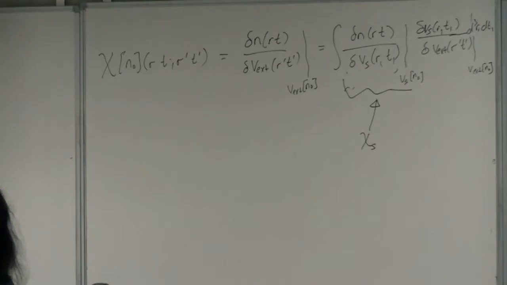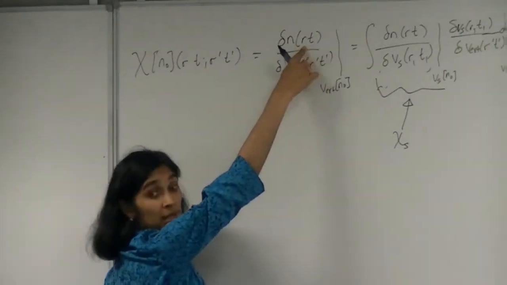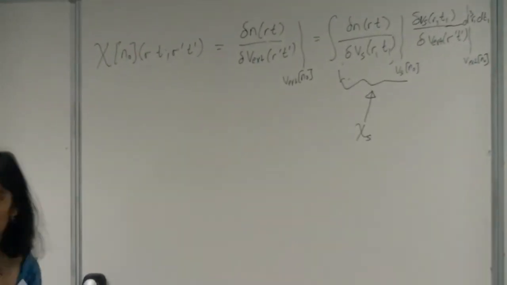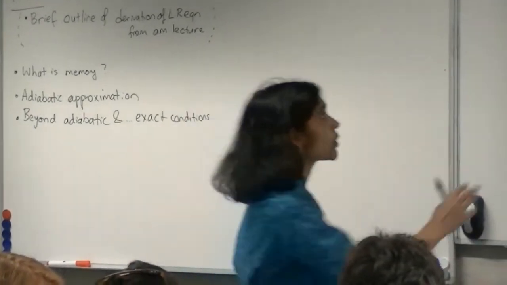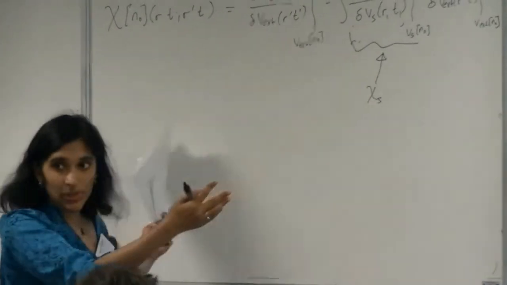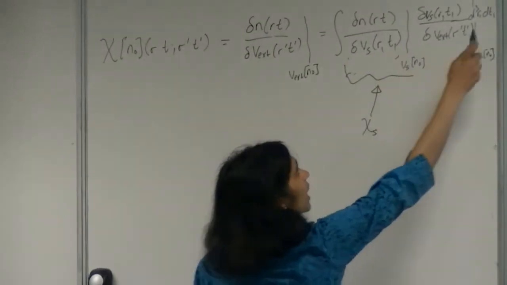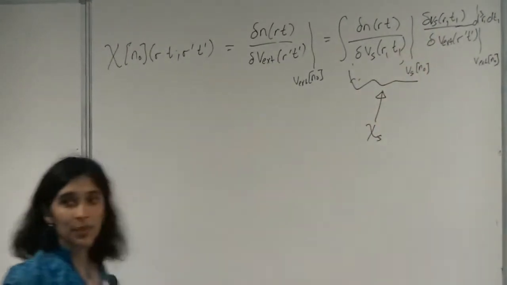Yes? Yeah, right. So I poke the system at r', t', and I ask what happened to the density at r, t. Exactly. Yes? And just to be sure, you integrate over what? Yes, so the functional chain rule looks like the normal chain rule, except you have all these extra integrals. So I'm integrating over r1 and t1. Okay, great. Yeah, so that's these two things.